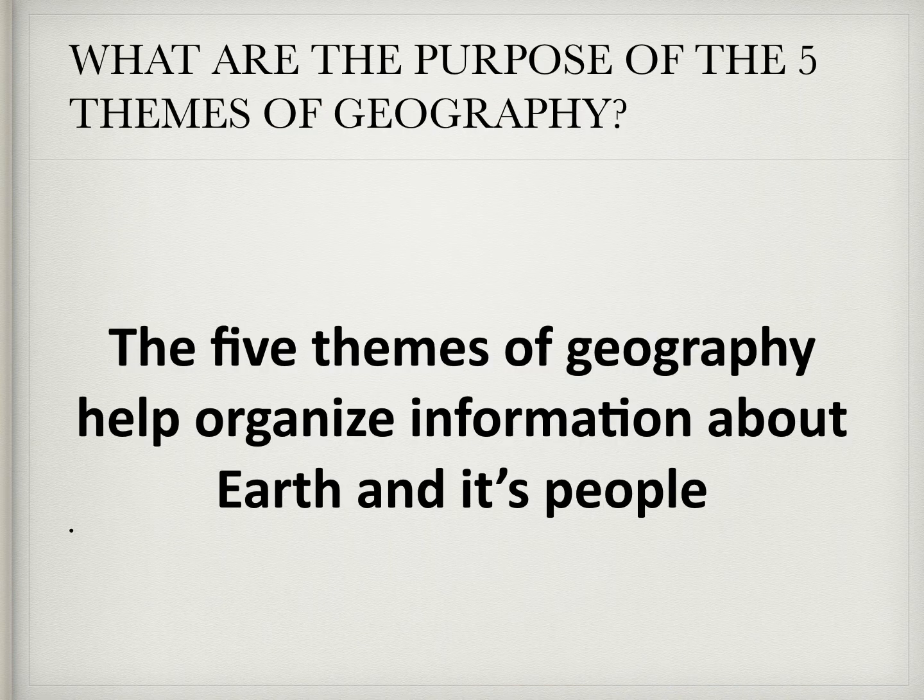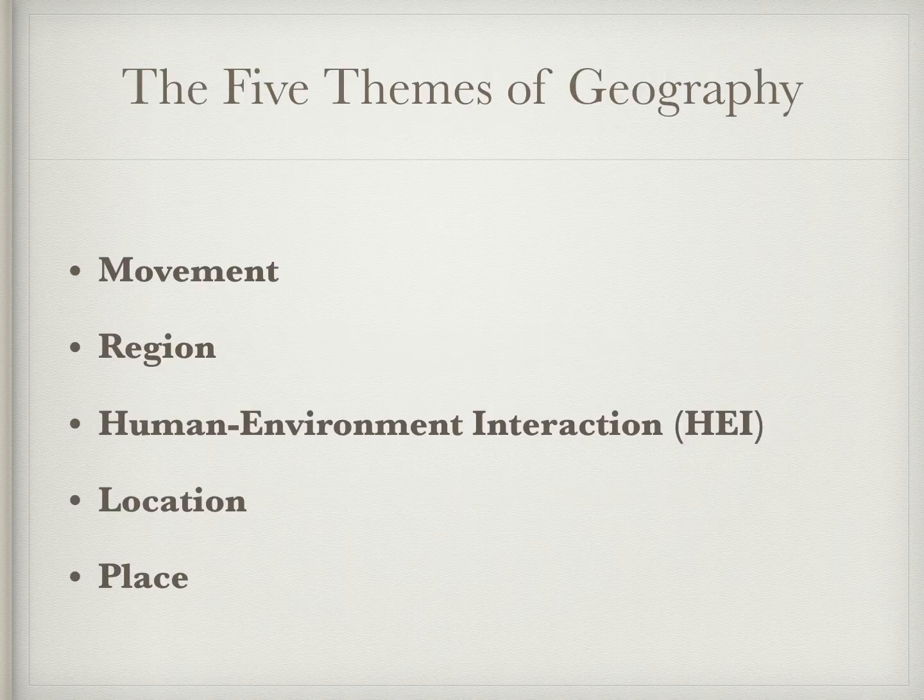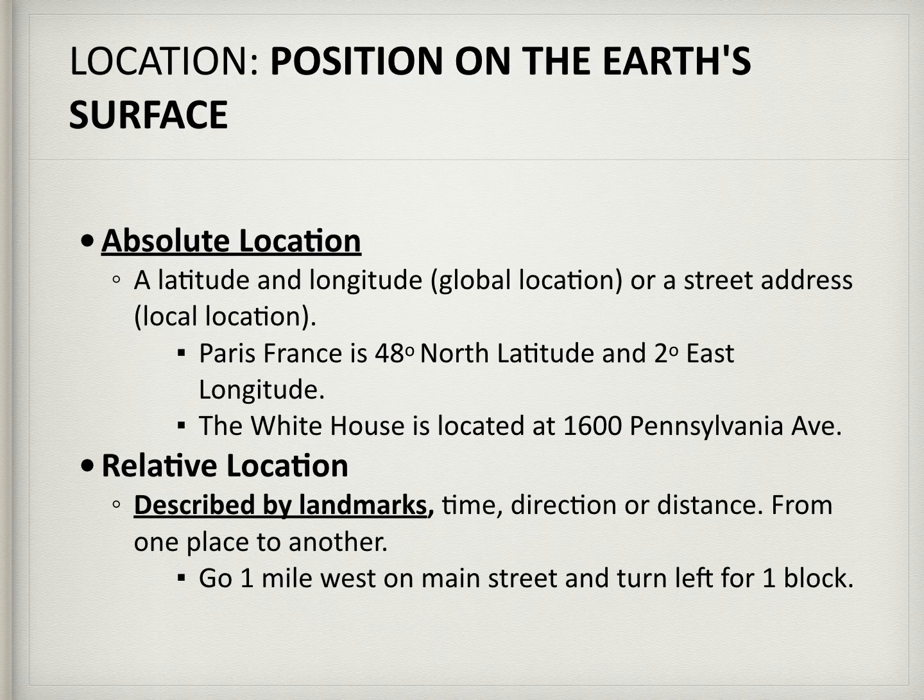So the purpose of the 5 themes of geography is just to help organize the information about Earth and its people. If you remember, the 5 themes are movement, region, human environment interaction, or HEI, location, and place. For location, that's the position something is at on Earth's surface. The first one you have is absolute location, and that's when you have an exact point of where something is. That's like somebody's address, or using exact latitude and longitude coordinates to say where something is.